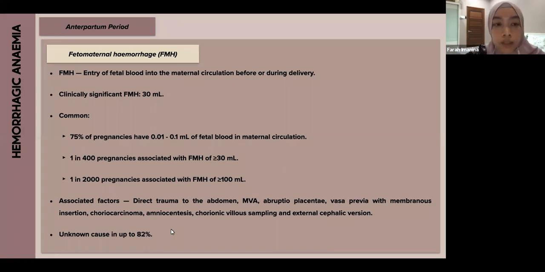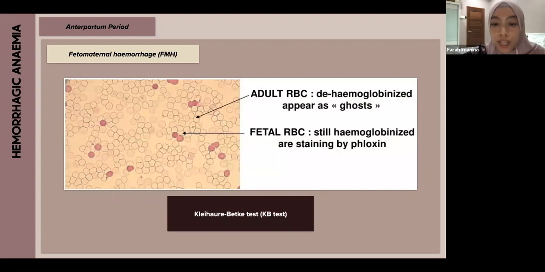So how do we diagnose FMH? We do the Kleihauer-Betke test, or KB test. What they do is take the maternal blood and do acid elution of hemoglobin from the RBC. For easy understanding, they try to remove the hemoglobin from the red blood cell and then stain the red blood cell.